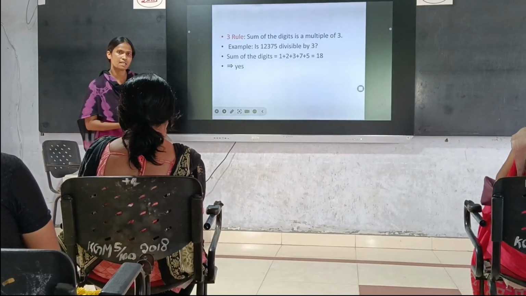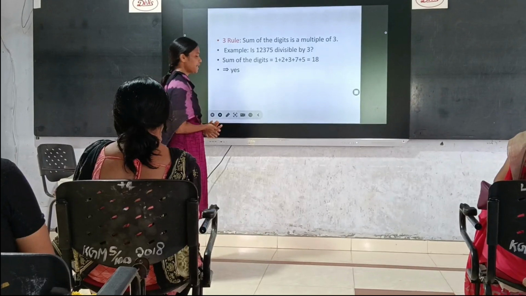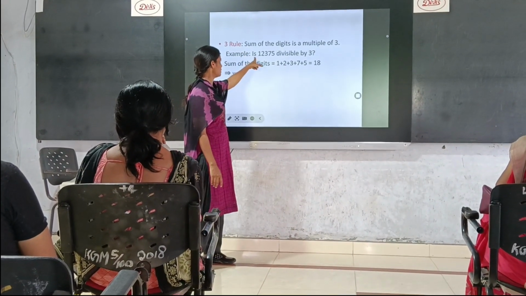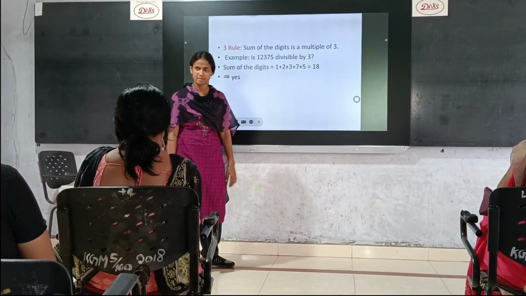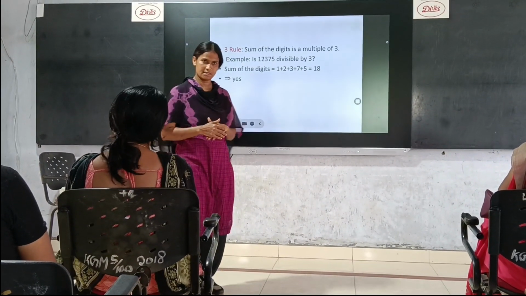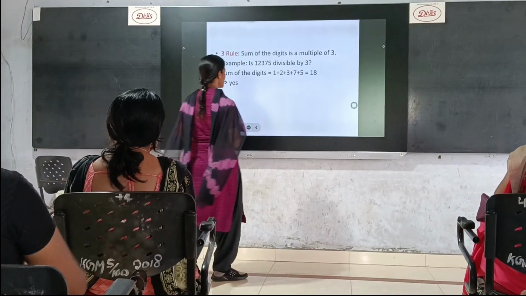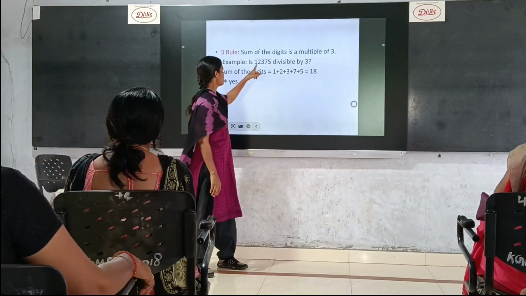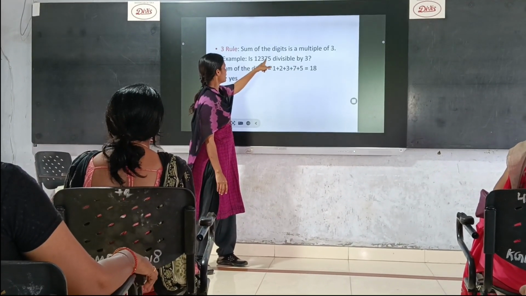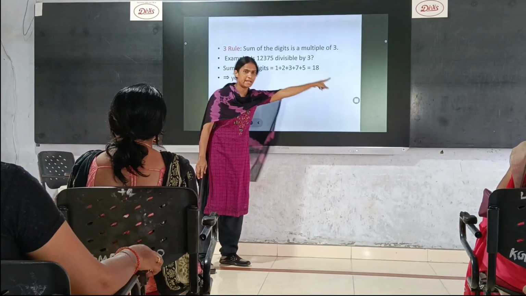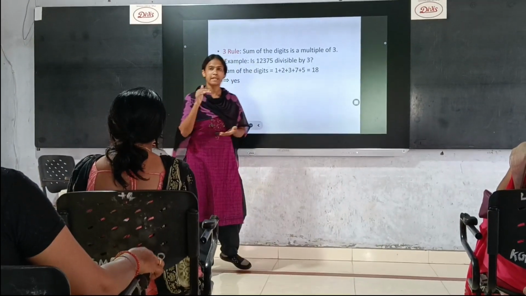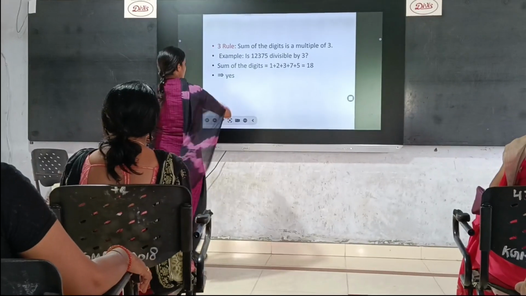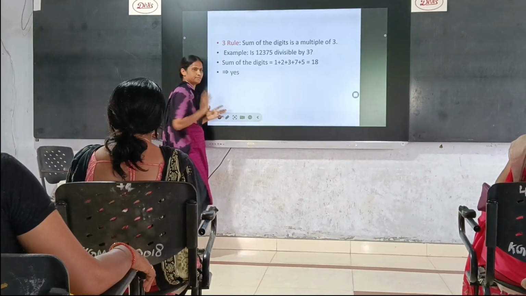Third rule. What is the third rule? If you take any number, for example 12,375, the sum of the digits is a multiple of 3. That means 1, 2, 3, 7, 5. The sum is 18. We know 18 is in the 3 table. So the total number is divisible by 3.